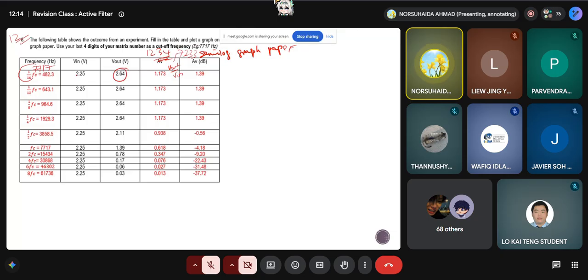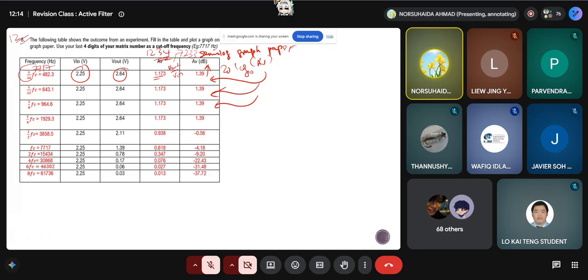So you divide this and this so that you get 1.173. Then convert to dB, 20 log 10 AV. So from this, you get this value, right? And by having all this, you get the frequency, you get all those Vin, Vout, complete everything. So this is the final value for the table, right?